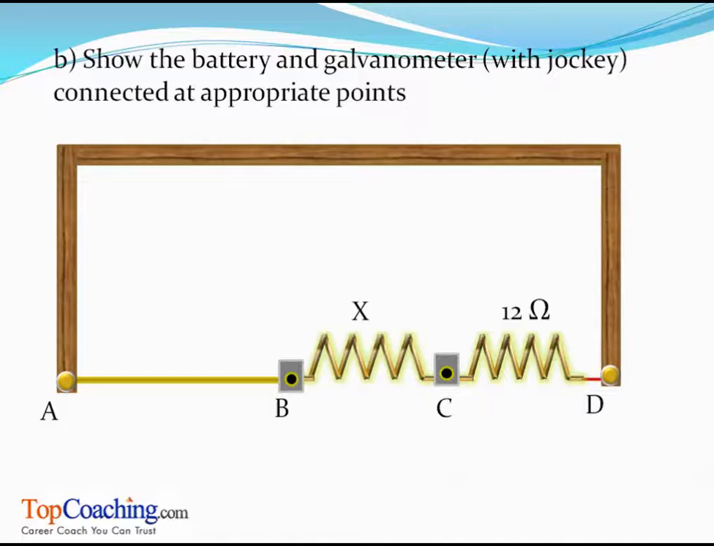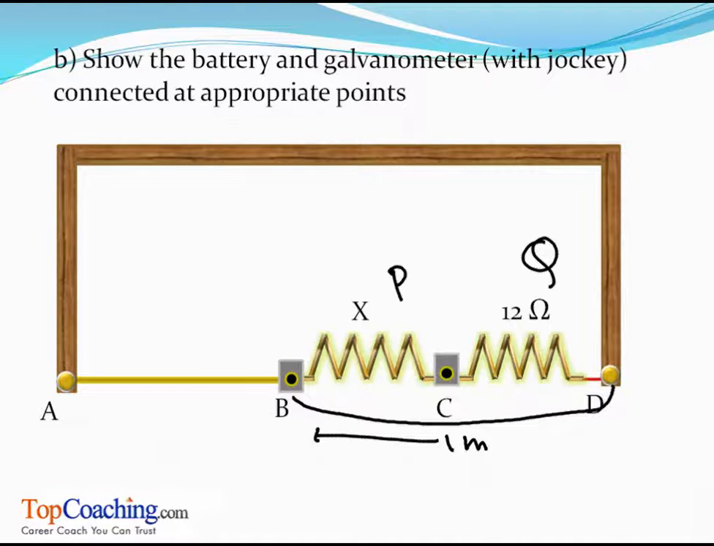Now let's move on to the second part of the question. Show the battery and galvanometer with jockey connected at appropriate points. Well, in case of a meter bridge, we had learned that if this was the resistance P and if this was the resistance Q, then the resistance wire was connected like this. And you know the length of the resistance wire was 1 meter. And then we had used a jockey like this. And we moved the jockey across this resistance wire, here to there, there to here, until zero deflection in the galvanometer was obtained. Correct? In this case, the resistance wire has been connected here.